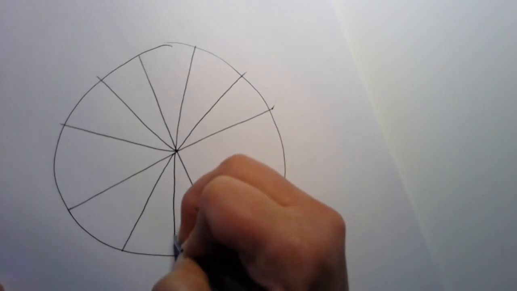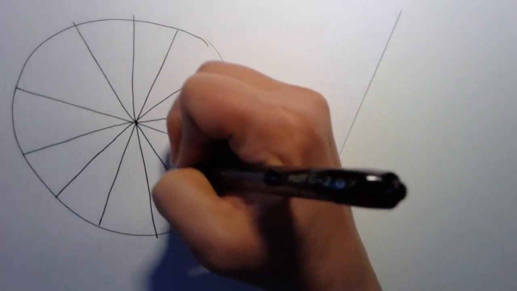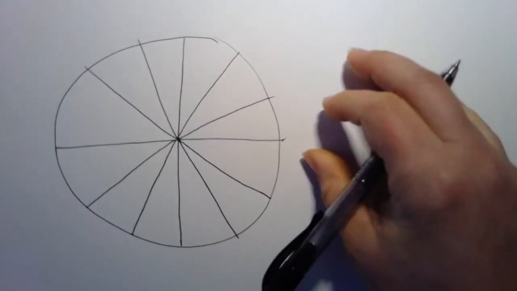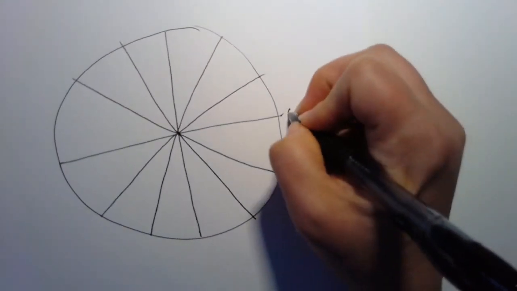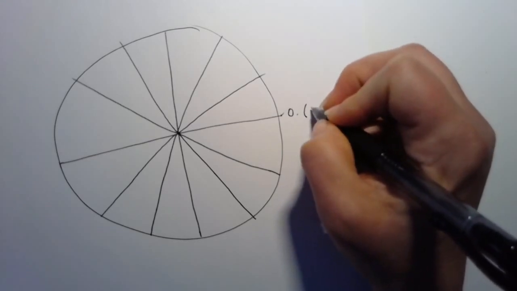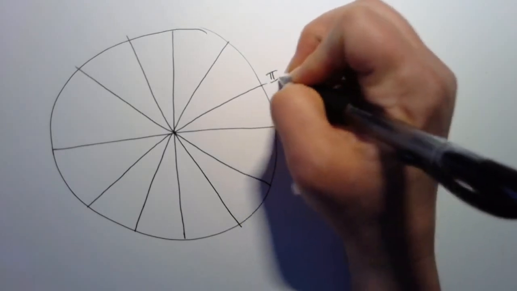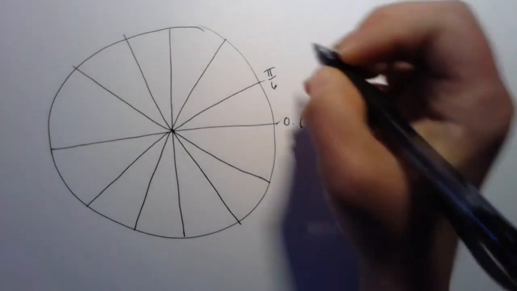There's one, and there's one, there's one, and there's one. So these are all 30 degrees, okay? So this is 0, right? It's (1, 0). This is pi over 6 because that's my 30 degree angle.